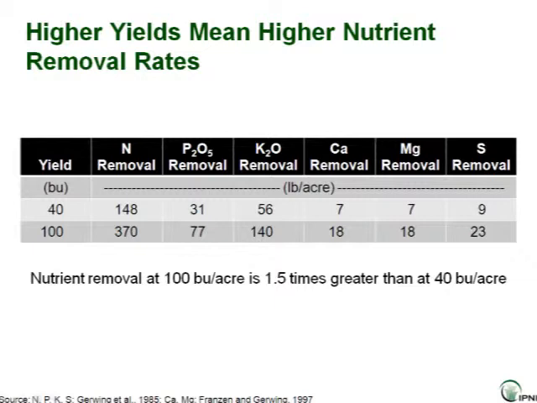All right, you can see the differences there. Okay, so as you go from 40 to 100, that's a 1.5 time increase just in yield, and you have a 1.5 time increase in nutrient removal. It's a linear type of relationship. At least that's what we approximate. It may not actually be linear, but that's the best information we have right now.